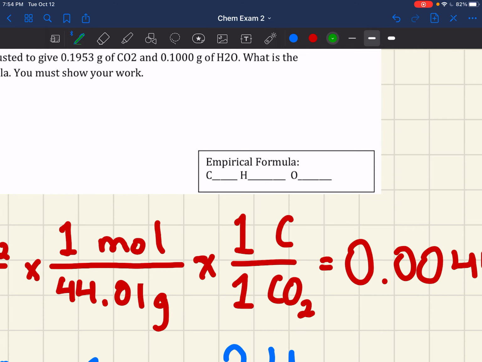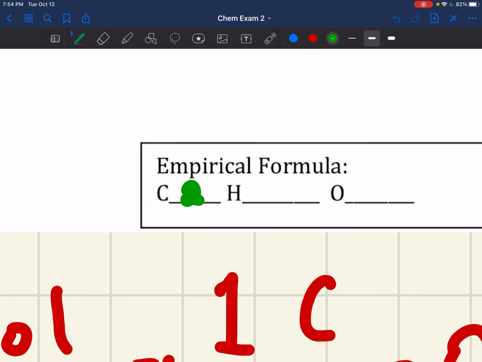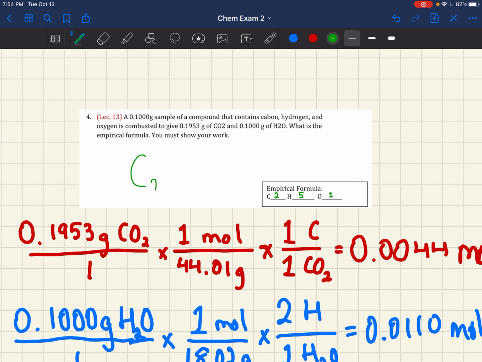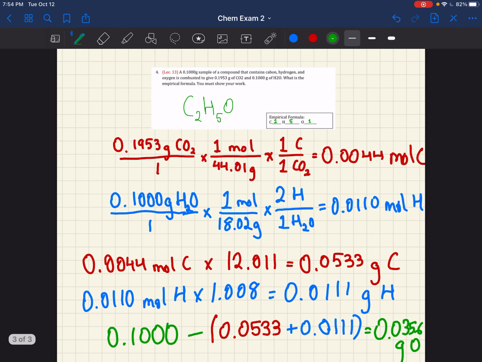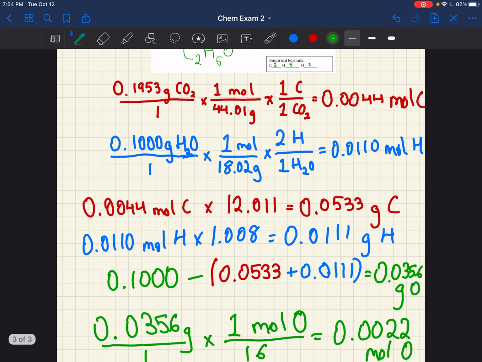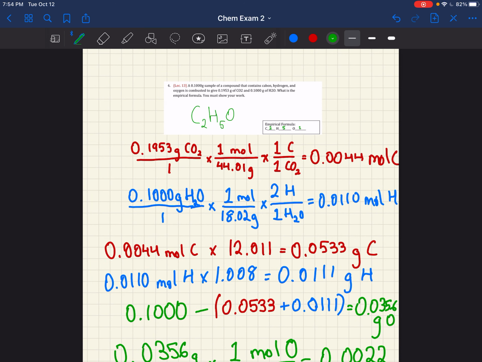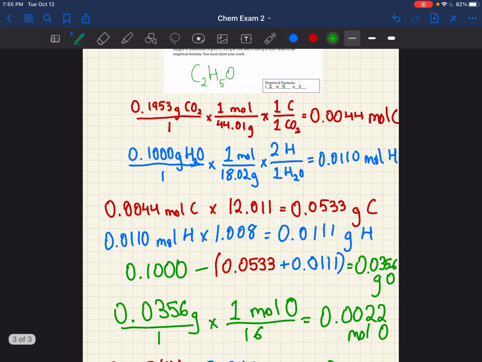So let's fill this out. C2, H5, and then that's just 1. So your final formula ends up being C2H5O1. So make sure you guys are finding the moles of C and H, turning that into grams of C and H, subtracting that from the total sample, and then taking whatever's remaining from that total sample, that's your grams of O, and turning that into moles of O. Now you have all of the moles of C, H, and O, and then you divide by the smallest.